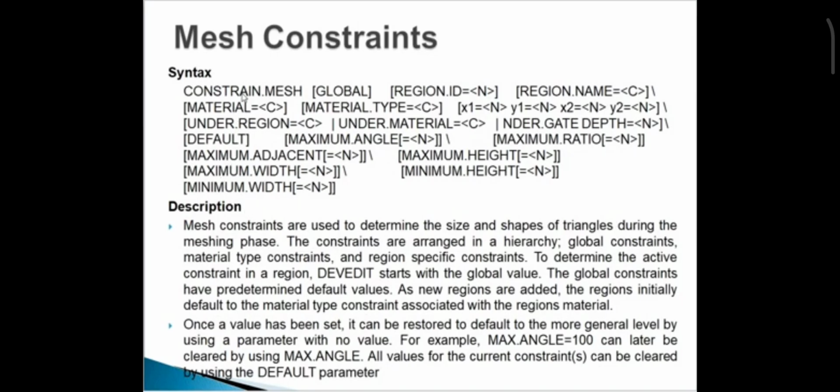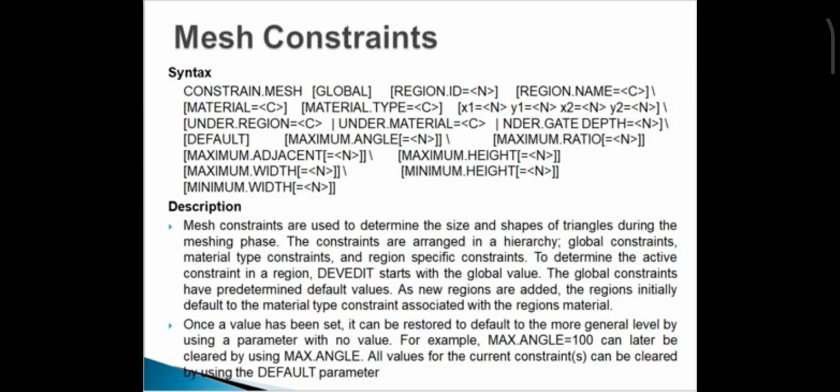Syntax: you have to write constraint.mesh global. You have to define the region ID, region name, material, material type, and their dimensions x1, y1, x2, y2, and you can also define under.region, under.material, under.gate depth, or you can use the default values of these parameters. You have to define the maximum angle, maximum ratio, maximum adjacent, maximum height, maximum width, minimum height, and the minimum width of the particular region.